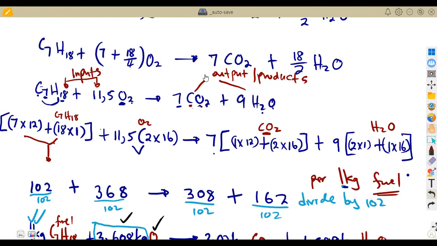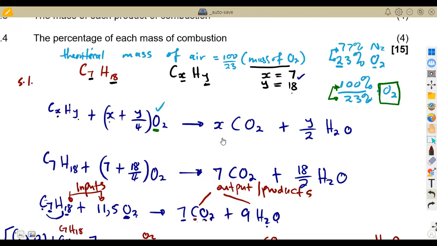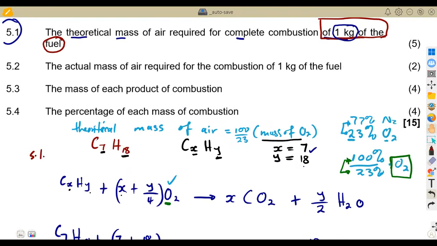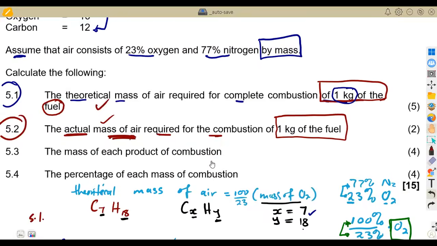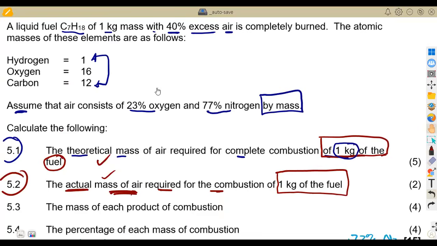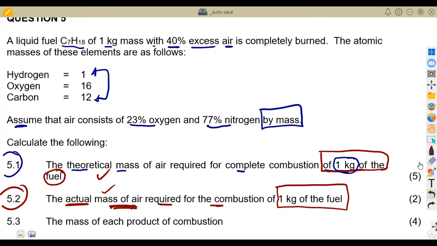Let us consider the other part here, which is 5.2. Now in 5.2, they need us to calculate the actual mass of air. Take note, they need the actual mass of air required for the combustion, but still at what? 1 kg of fuel. As we know, at 1 kg of fuel we now have the theoretical mass from there. So we can obtain the actual mass from what now? From the excess that we are given. Remember, we have got a 40% excess in this case.